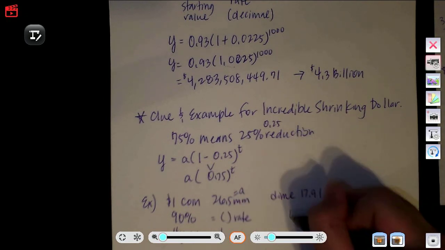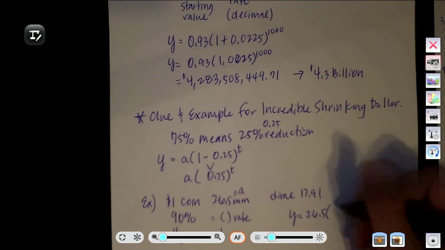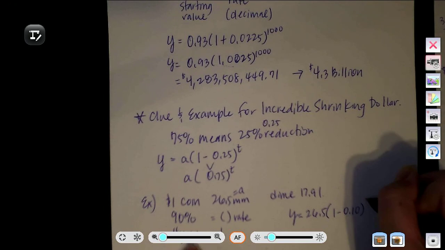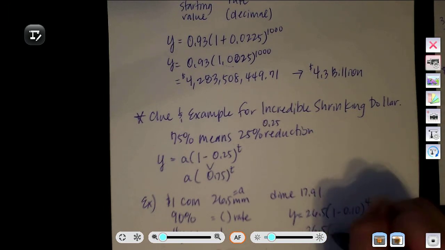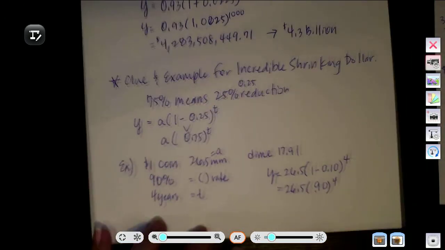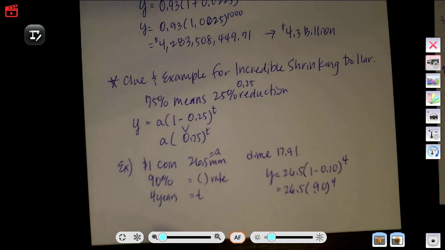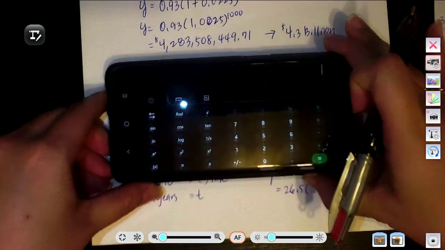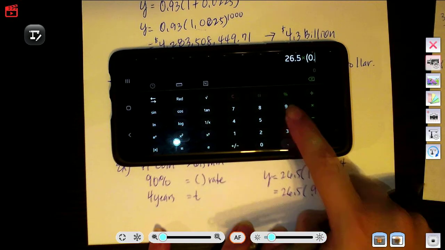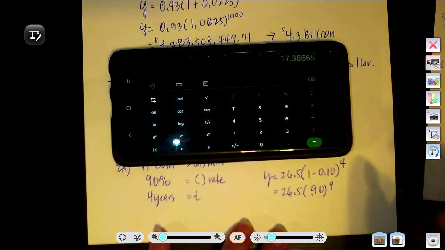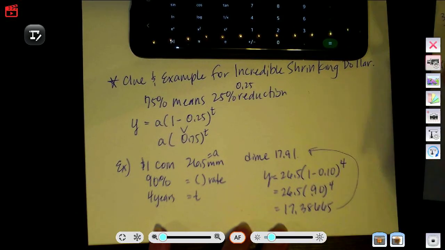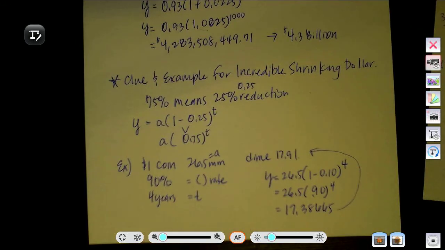In other words, the equation would be y equals 26.5 times, well, I guess it was a 10% reduction. So what used to be 1 minus 10%, to the 4th power, is now 90% to the fourth power. And if I use the calculator for that, give me 1 second. It will be 26.5 times 0.9 to the fourth power. It ends up being 17.38665. And I mean, it's close enough to it, right? It's a little bit smaller than a dime, but if you reduce it at 90% 4 times, it'll end up being the size of a dime.